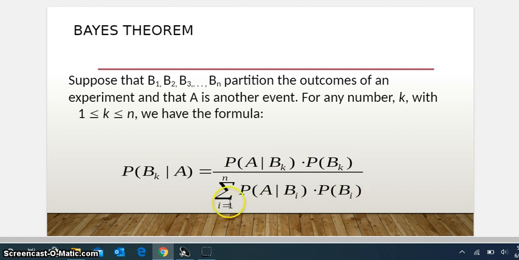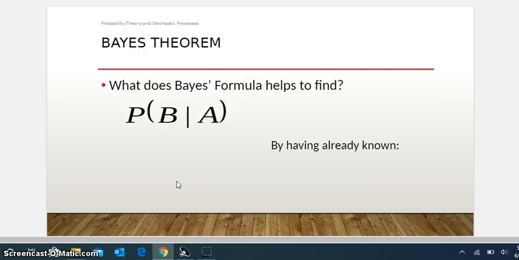into P of B2 and so on, so that it is nothing but the summation. This is the definition from the total probability theorem. So the total probability theorem is in the denominator, and the other conditional probability that you know, if you substitute it, then we calculate the conditional probability. So this is the definition of Bayes theorem.